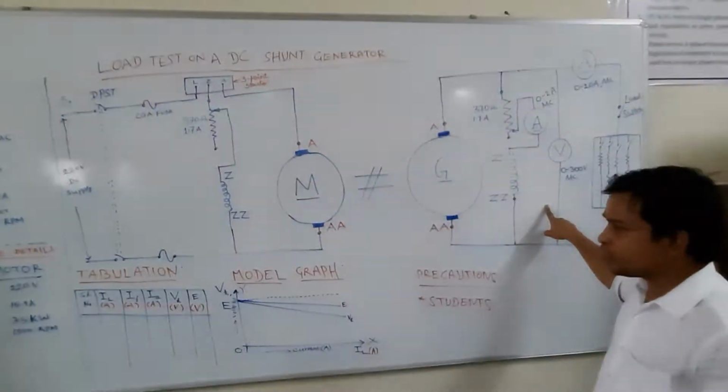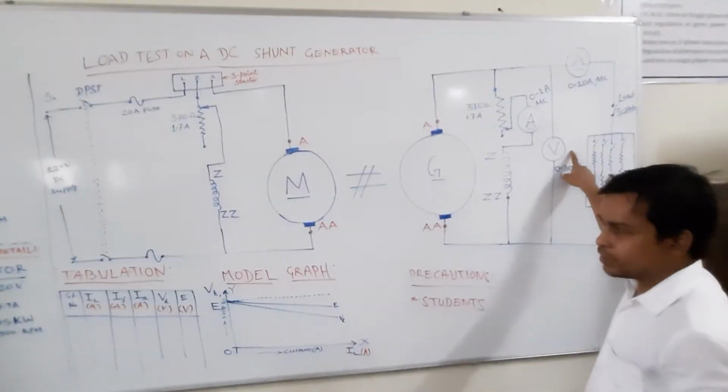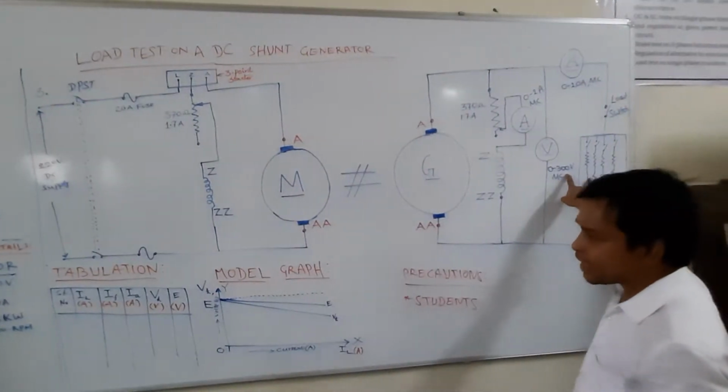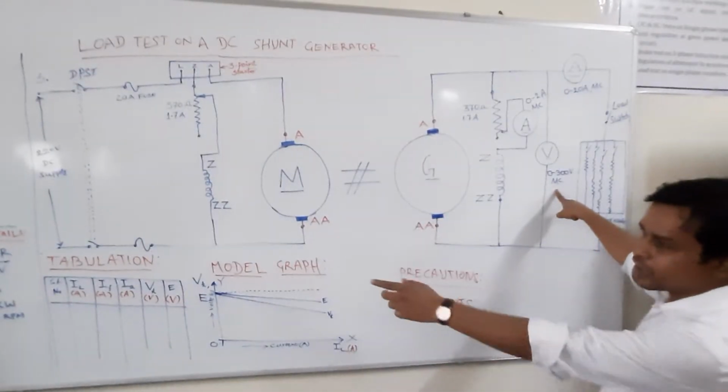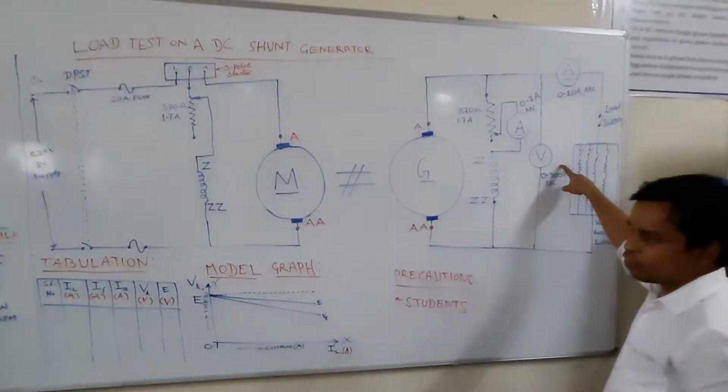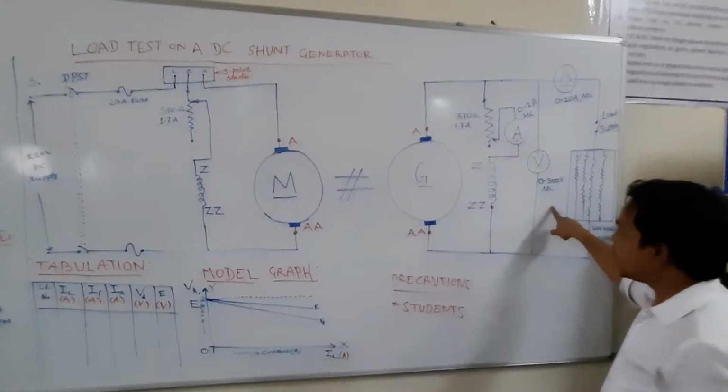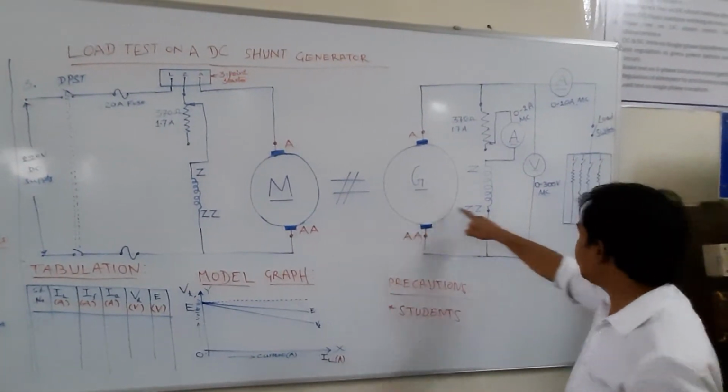How do I know how much voltage? Use this voltmeter. Why is the rating 300? Because the maximum voltage is 220, that is why I am using 300. Suppose your maximum voltage there is 350, then you have to use a different voltmeter rating. So when I give 1500 rpm, I am getting this voltage.